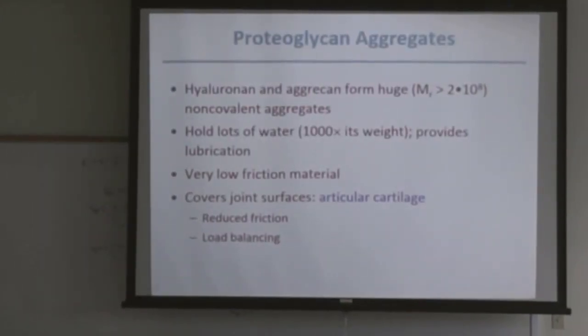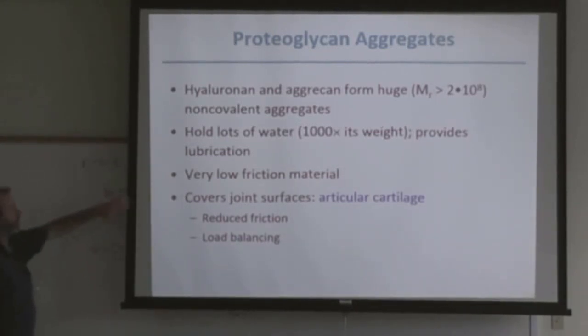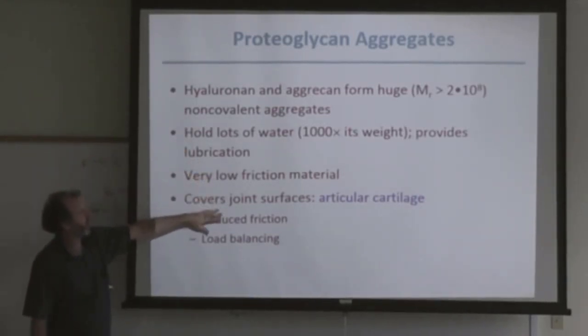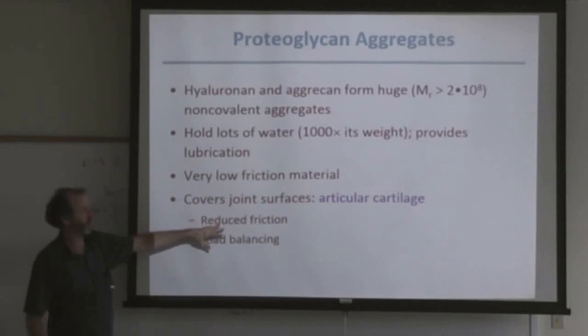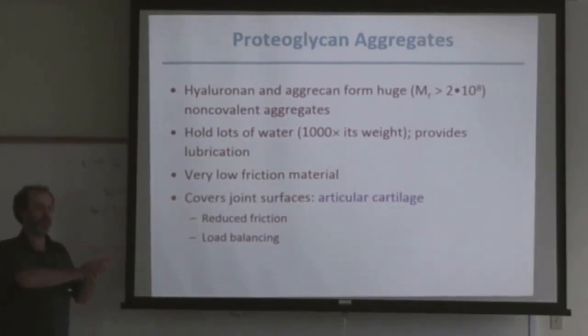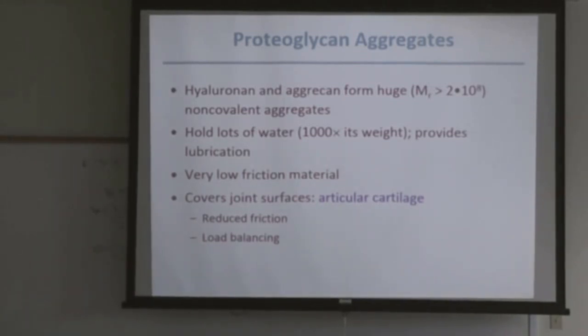So hyaluronan and aggrecan can form these huge complexes of non-covalent aggregates. They'll hold a lot of water, which provides lubrication, a very low friction material that covers the joint surface for articular cartilage, friction and load balancing. This is what I was talking about: you can squeeze that water out of it if it's placed under force, and then when you release the force, that water will go back in. So it's a way to add shock absorption.